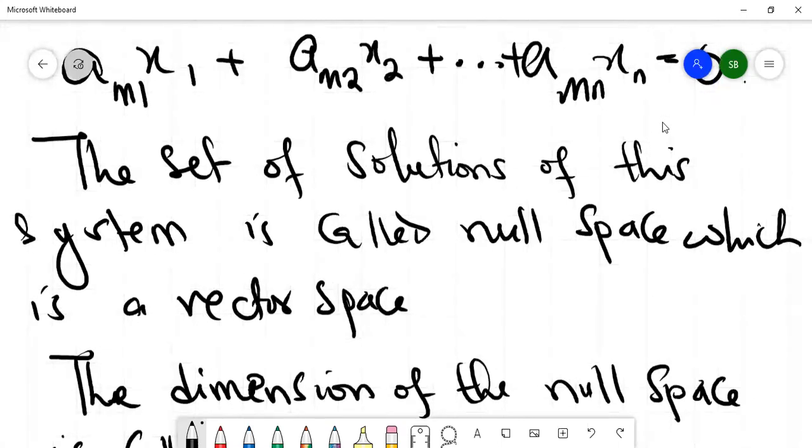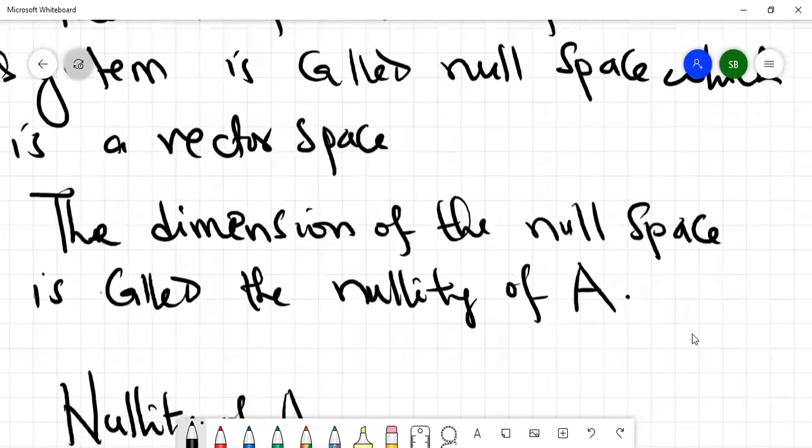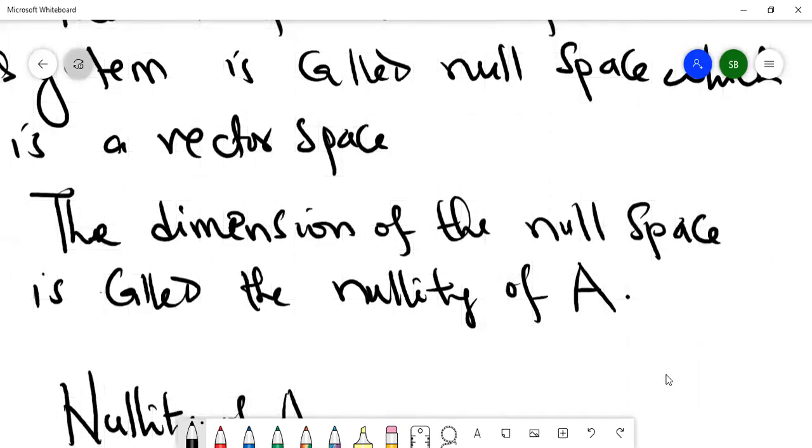We were discussing the nullity of a matrix. And of course, we mentioned that the basic ingredient to understanding the nullity of a matrix is to consider a homogeneous linear system and the set of solutions of that system. The set of solutions of this homogeneous system forms a vector subspace, and this vector subspace is called the null space. We then further mentioned that the dimension of the null space is called the nullity of A.